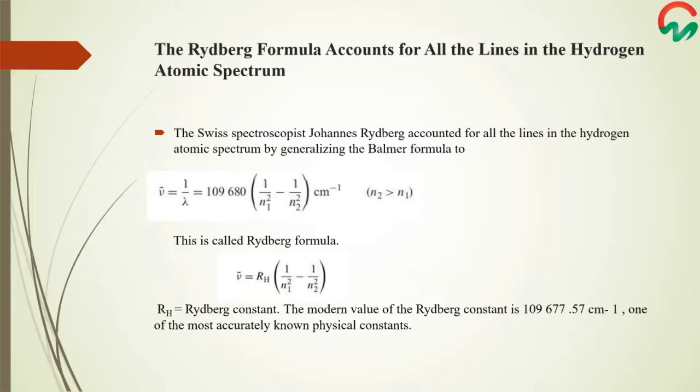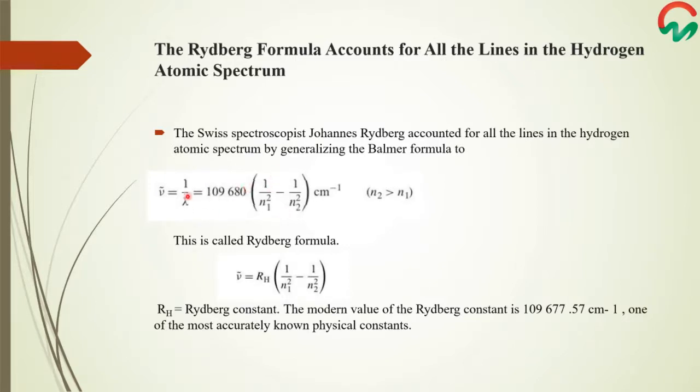So Swedish spectroscopist Johannes Rydberg accounted for all the other lines in the hydrogen atomic spectrum by generalizing the Balmer formula, and he gave his own equation which is known as Rydberg formula, where nu bar is equal to 1 by lambda is equal to 109680 into 1 by n1 square minus 1 by n2 square. Here he generalized the equations as n1 and n2, where n2 is greater than n1. This is called Rydberg formula.